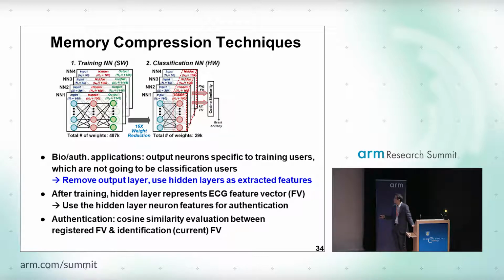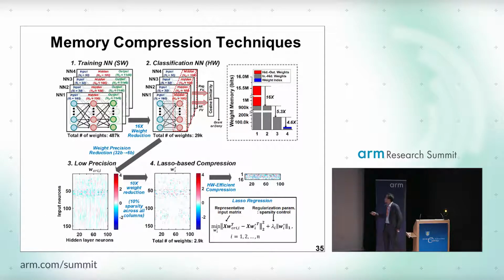After training, the hidden layer represents a feature vector that is unique for each user. Then to do authentication, we go through a registration phase and an identification phase every real time, similar to what we do with fingerprint on our mobile devices. And we evaluate the cosine similarity on how close these are. To further reduce the weights from this neural network, after we got rid of the output layer, we can reduce the precision to a few bits.